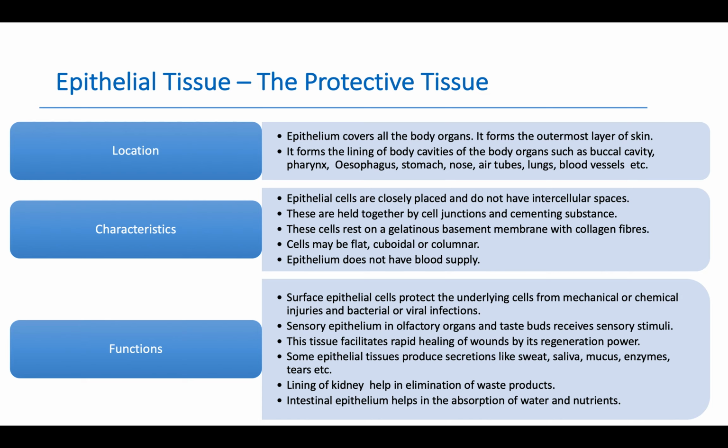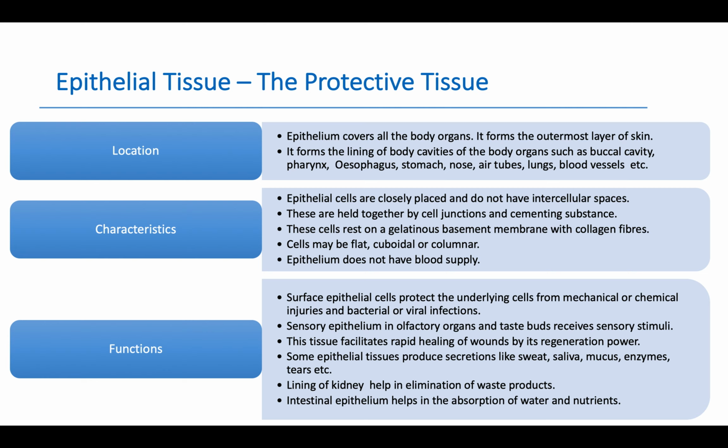Characteristics of epithelial tissues. Epithelial tissues are closely placed and do not have intercellular spaces. These are held together by cell junctions and cementing substance. These cells rest on a gelatinous basement membrane with collagen fibers. Cells may be flat, cuboidal, or columnar. Epithelium does not have blood supply. Functions of epithelial tissue.